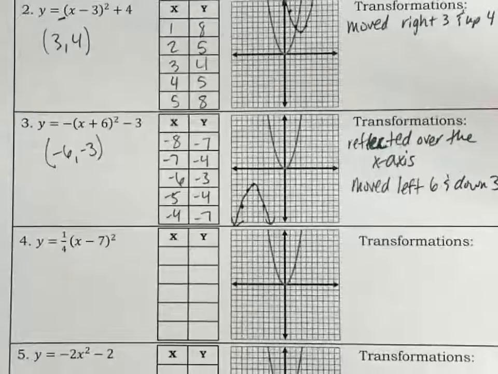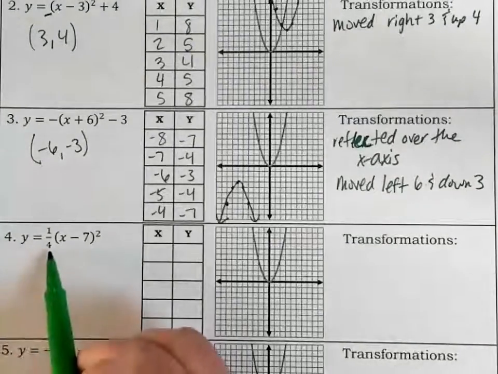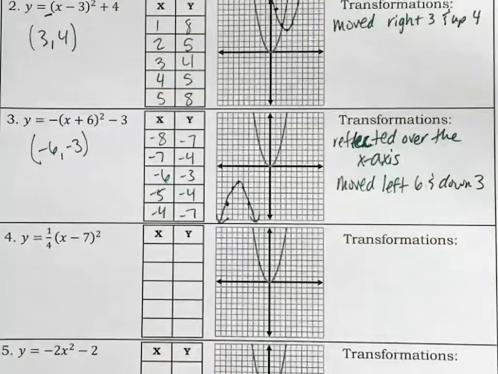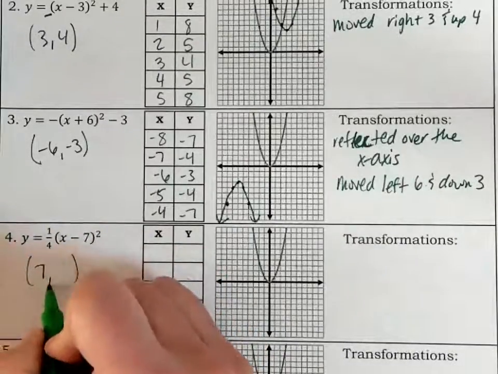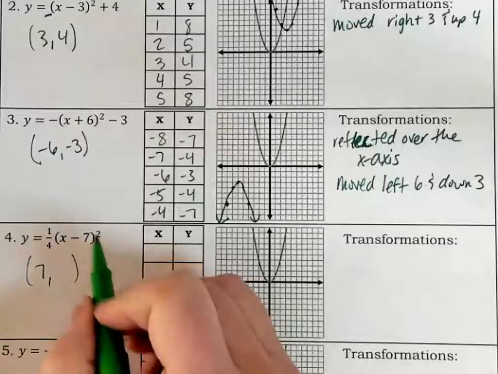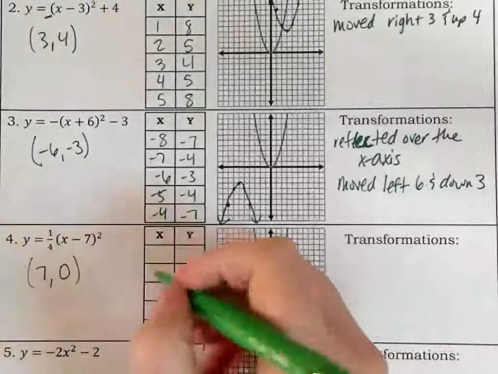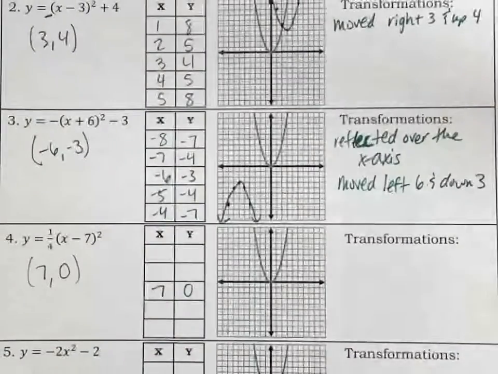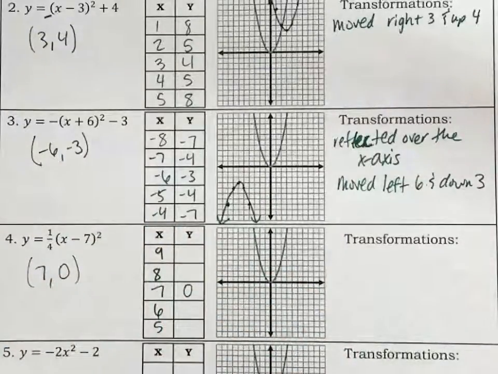All right, number 4, let's go ahead and look at this one as well. So on this one, we had a value of 1/4. So we'll see what happens on this when we graph it. So our vertex here, we have a 7, and then there's no number out here. So we know that that's going to have a 0 for our y value. So I'm going to plug in 7, 0 in the middle. I'm going to go up to 8 and 9, and I'm going to come down to 6 and 5 here. So I'm going to plug this into my calculator.